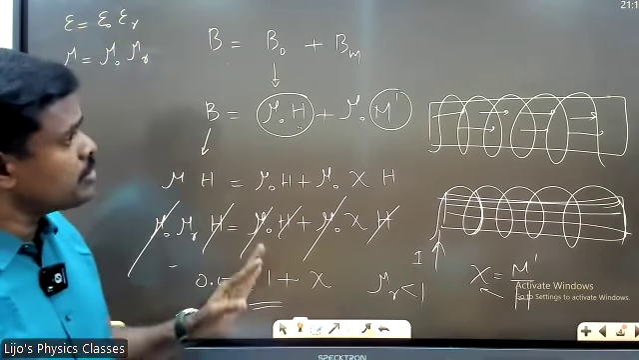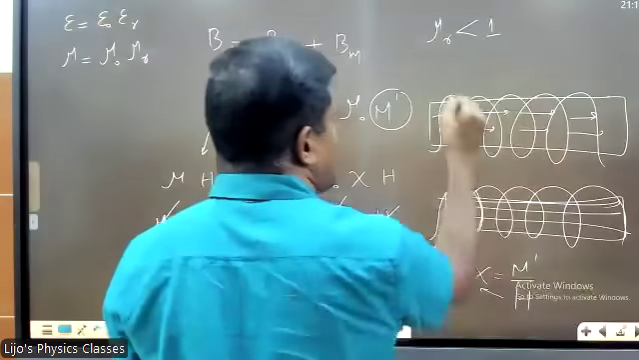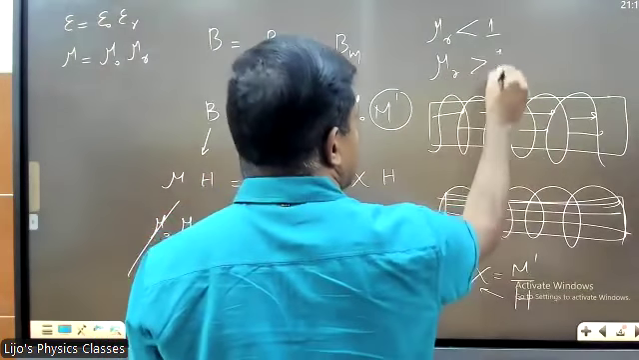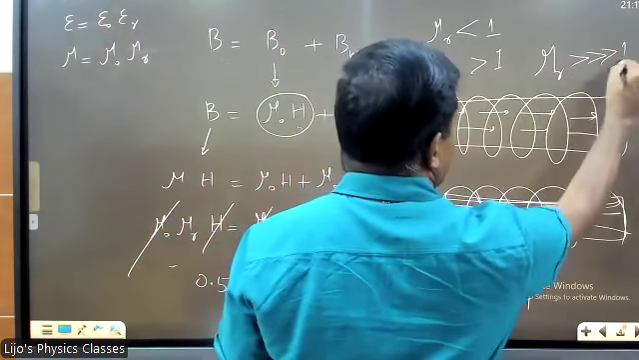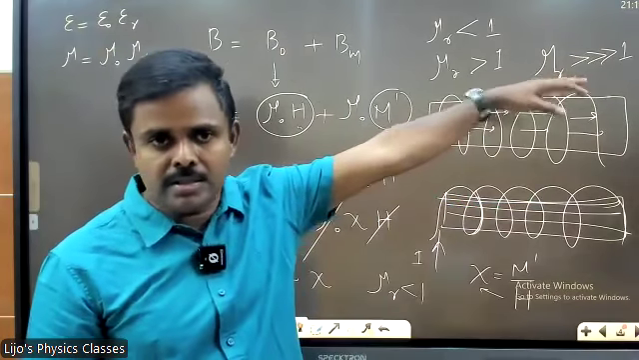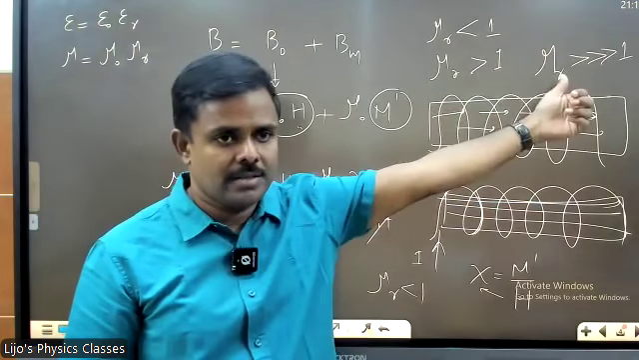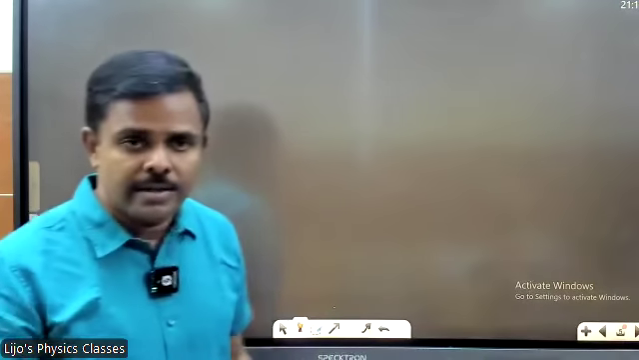All right. So mu r values, you must know. Mu r, relative permeability, is less than 1 for dia. Mu r is greater than 1 for para. Mu r is very, very much greater than 1 for ferro. They won't ask numericals on this, but just know the values. That's it. I'll do this one more time, then I'll ask.